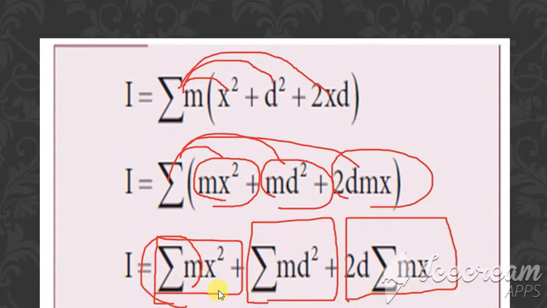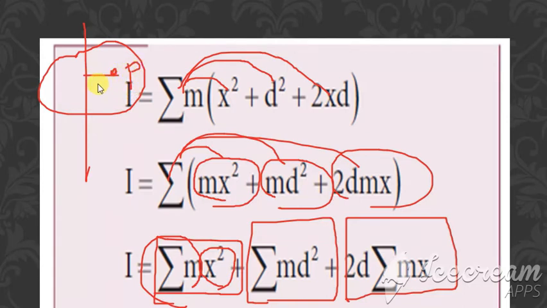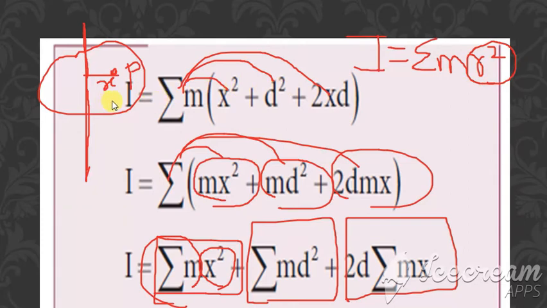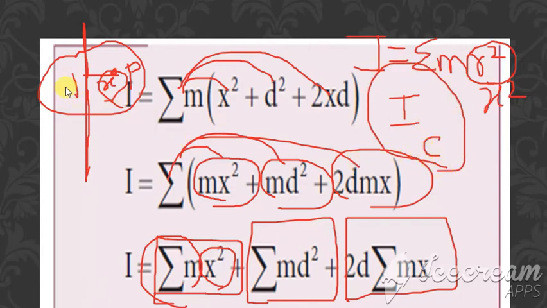Now what is this summation m into x square? Looking at the diagram, this point mass is at a distance x from the center of mass. So what is the formula for I, the moment of inertia? The general formula is summation m into r square. Here, instead of r square, we have written x square, right? So this can be written as I of c, because this is the moment of inertia passing through the center of mass. Since we have taken the object from the center of mass, we write this term as IC.